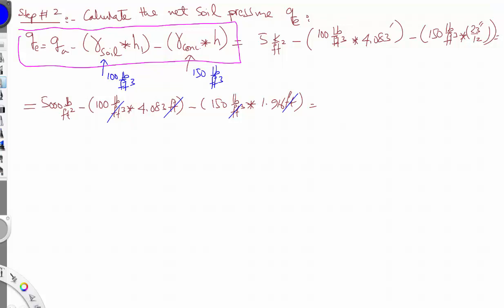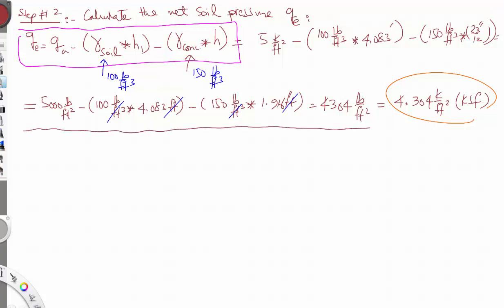So the answer will be equal to 4,304 pound per square foot. If you divide this by 1,000, it becomes 4.304 kip per square foot, or we call it kip SF. Okay, so this is step number 2.